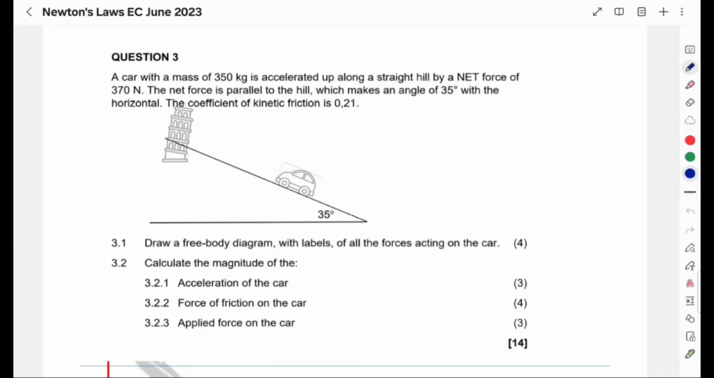This is out of 4 marks, which means we are going to include 4 forces. We have normal force that acts perpendicular to the surface the object is on. We have gravitational force, which acts straight down. We have applied force that pulls the car up the incline, or you can call it the force of the car's engine. And we have Fk, kinetic friction, that acts down the incline.